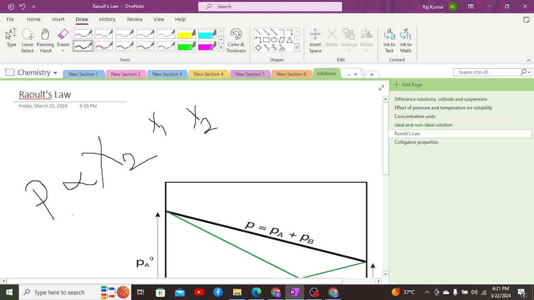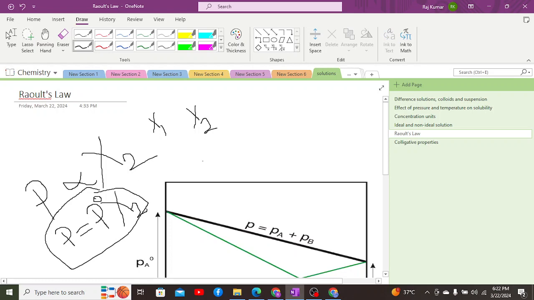If we remove the proportionality sign, we add a constant, and the constant in this case is the vapor pressure of the pure solvent, which we represent by P naught. So P = P naught x2 would be the condition over here. This is what is signified by Raoult's law.